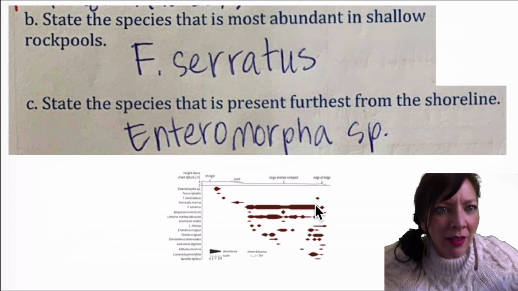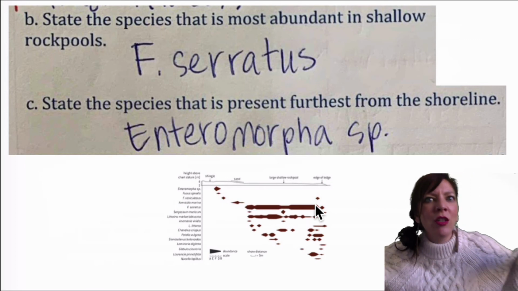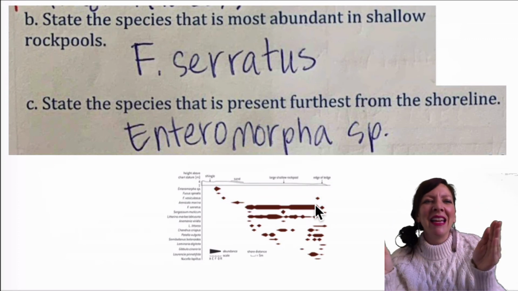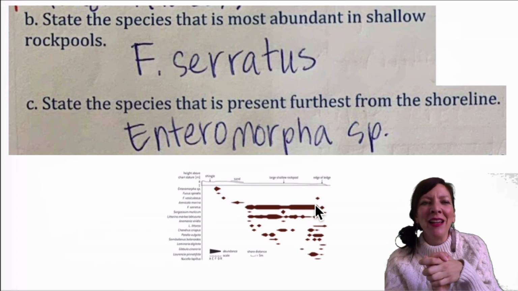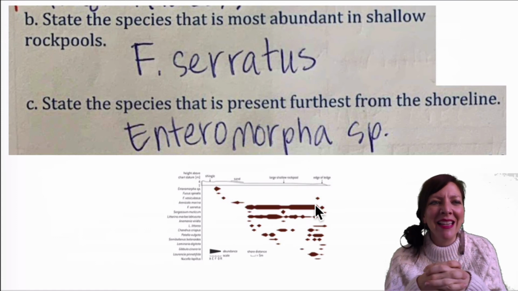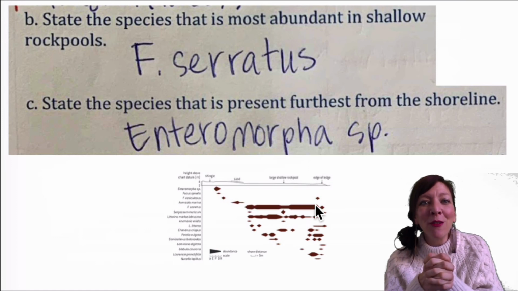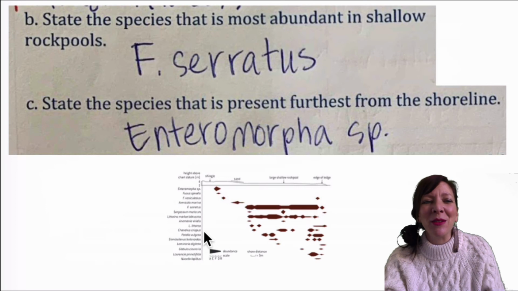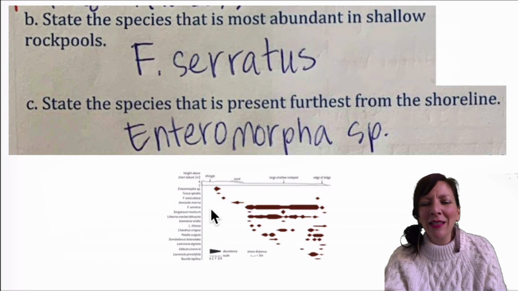sandbank. I should know what that says. Shingle. Sorry, it's very small for me. And it is going to be F. serratus. So awesome. And then C is state the species that is present furthest from the shoreline. So remember, this is where our ocean is. This is where the farther from the ocean is going to be that species.